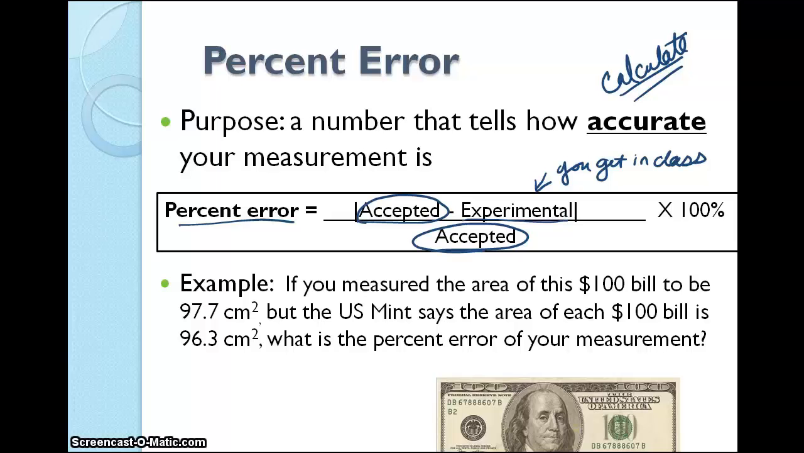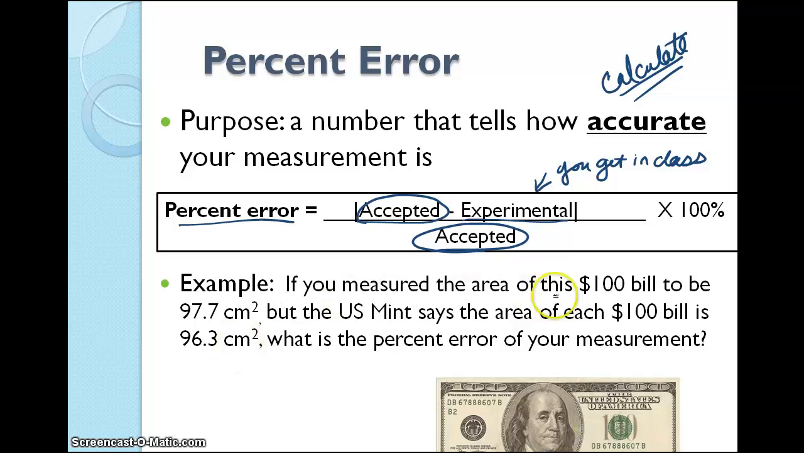And so here's an example. If you measure the area of this $100 bill to be 97.7 centimeters squared, but the U.S. Mint says that the area of each $100 bill is 96.3 centimeters squared, what is the percent error of your measurement? So you would take these two values and recognize what is the accepted, what is the experimental.